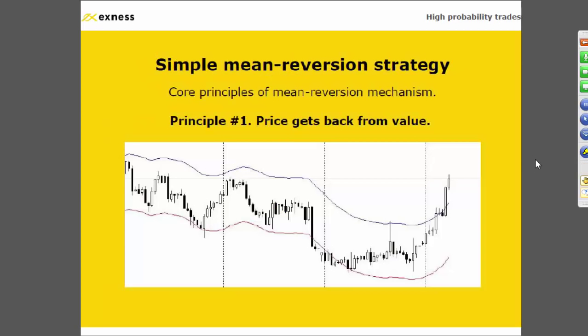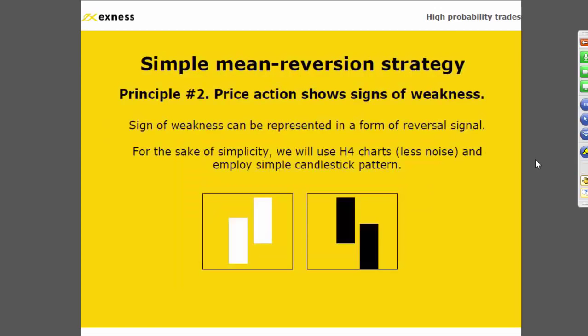For mean reversion strategies, it is the 4-hour chart. I would not try to use smaller time frames, as I have said, because there is a much greater amount of noise.